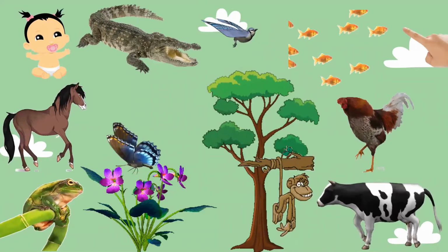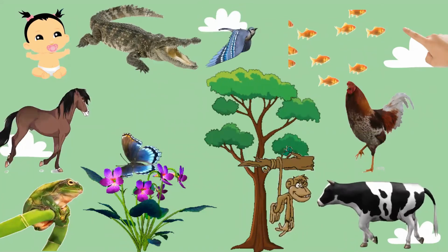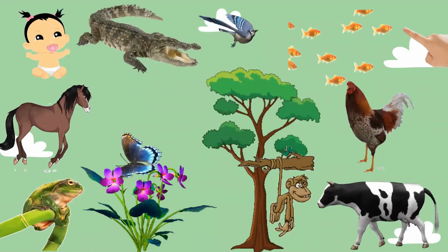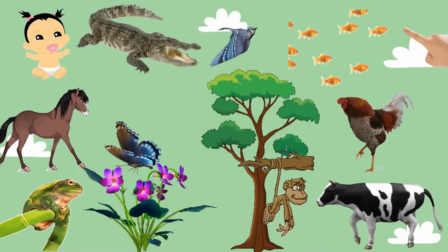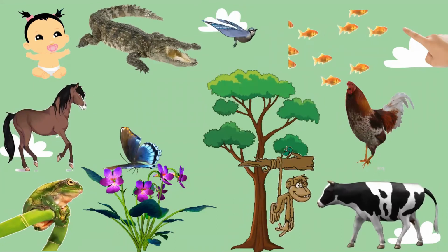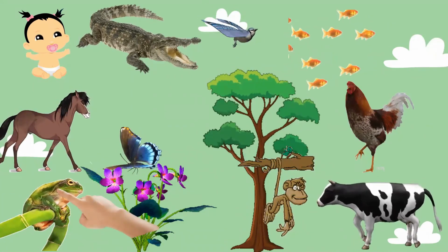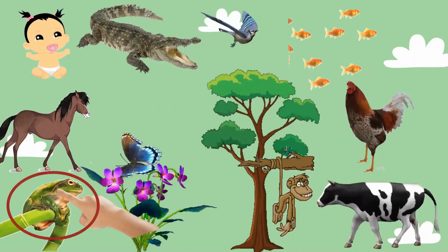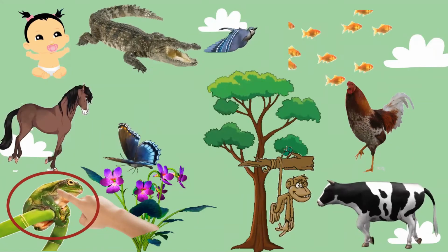Here, you can see a lot of living things. Can you point on your screen where is the frog? Where is the frog? It's here. Okay, this is the frog. Good job.